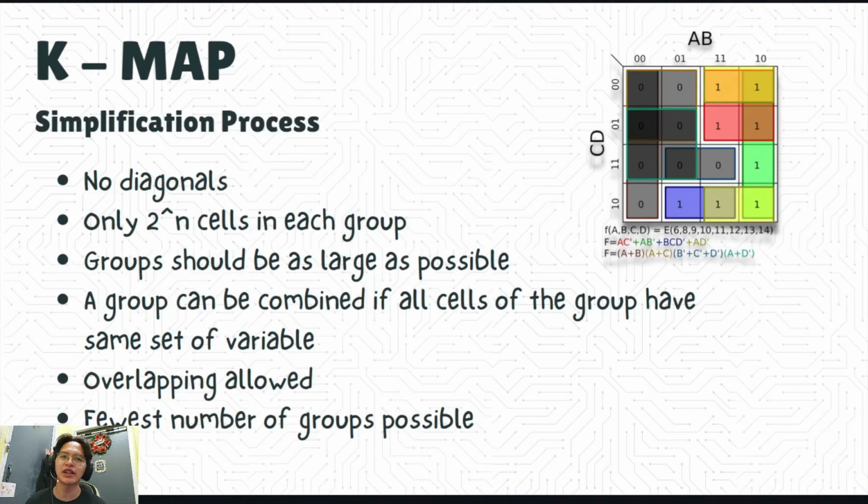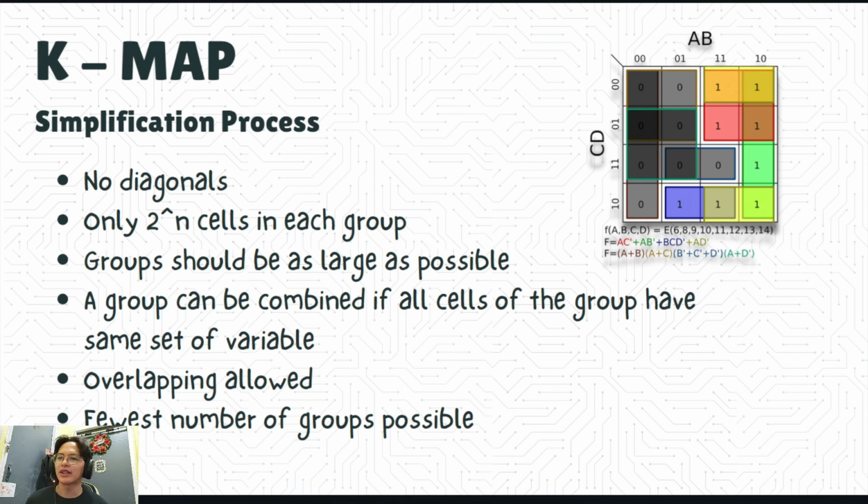For the simplification process of a K-map, groupings should have no diagonals. Next, only 2 to the power of n cells in each group, and groups should be as large as possible. Next, a group can be combined if all cells of the group have the same set of variables, and in groupings, overlapping is allowed and the fewest number of groups is also possible.